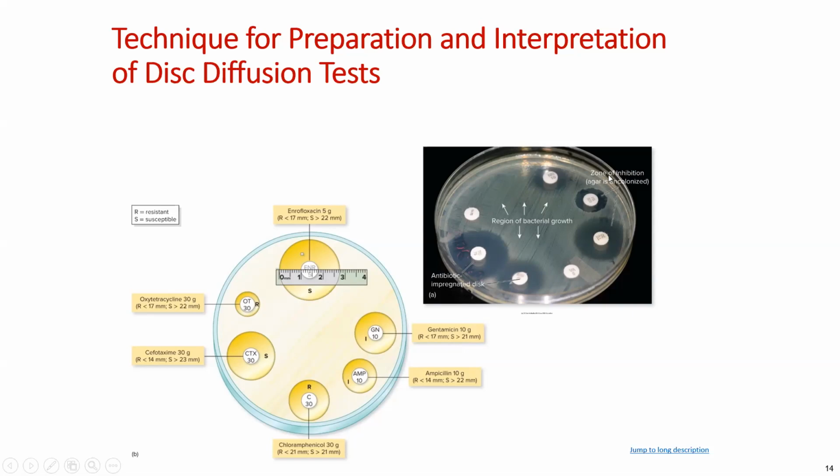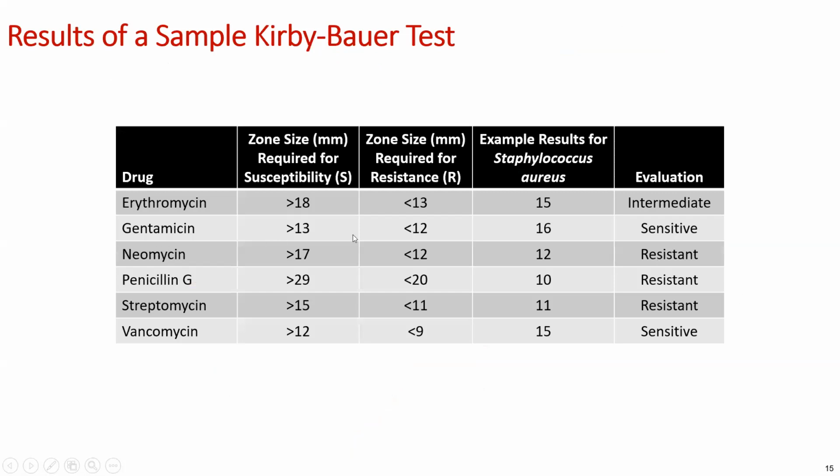It's marked here on the diagram, and that needs to be measured with a ruler in millimeters, not centimeters, in millimeters, the whole diameter of that zone of clearing. And then the technician would consult this table. Okay, so that test is called the Kirby-Bauer test.